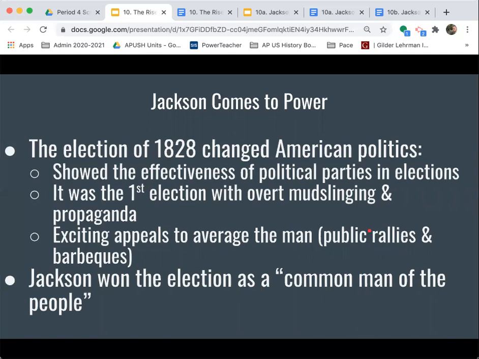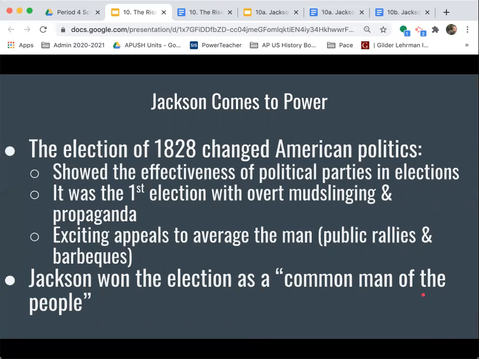It's the first election where we see overt, which means obvious, mudslinging, trash talking propaganda, which is supposed to make your candidate look good and the other candidate look bad. And Jackson and his supporters are going to work really hard to appeal to the average man, having public rallies, having barbecues. And Jackson wins the election by a large margin by demonstrating himself as a common man of the people, as a rough and tumble guy.